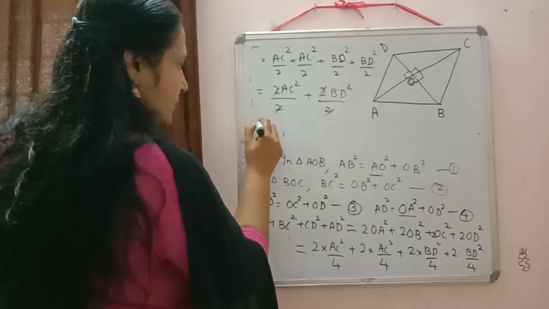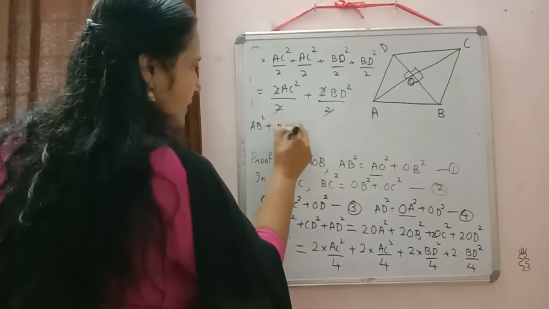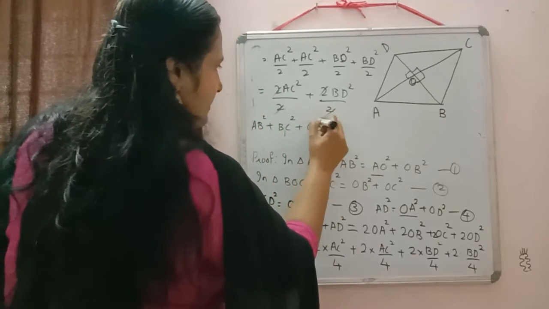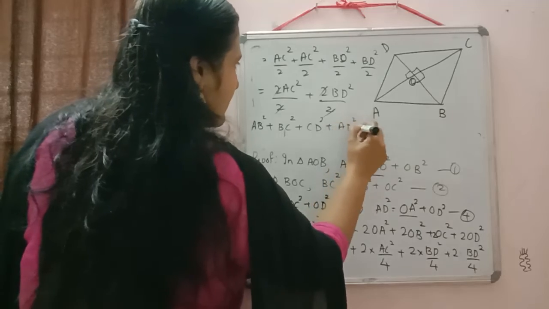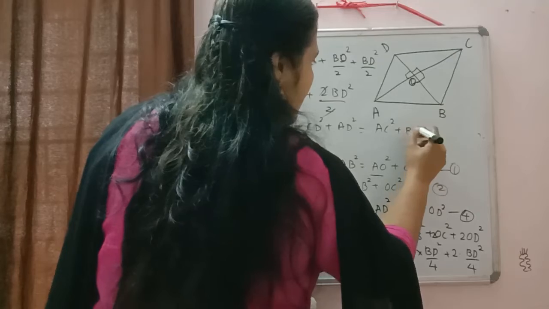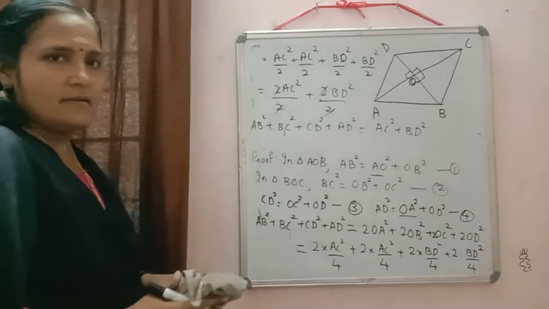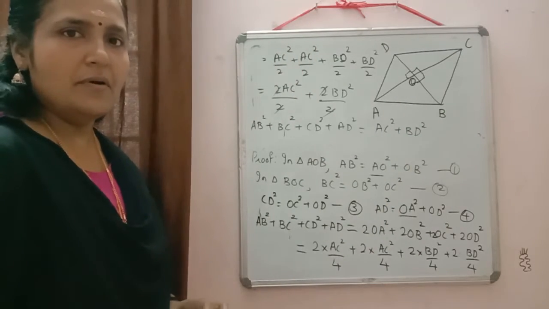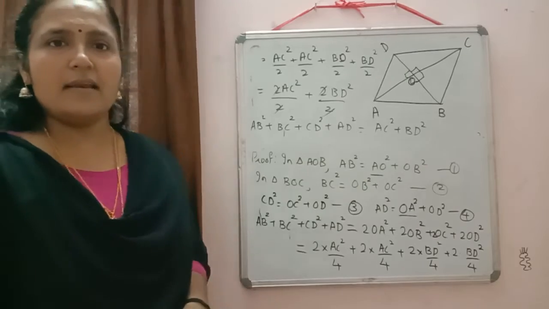The left hand side we already wrote here. AB square plus BC square plus CD square plus AD square is equal to what we are getting? AC square plus BD square. So I hope this question is clear to you. Okay. So moving on to the next question.